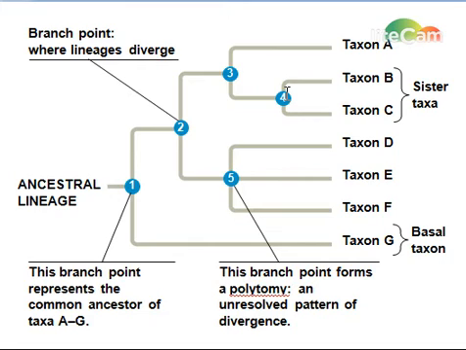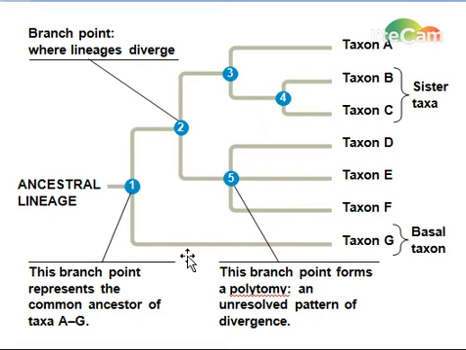A rooted tree includes a branch that represents the last common ancestor of everybody in the tree. So in this case, if you have this ancestor identified, it's a rooted tree. A basal taxon diverges early in the history of the group and originates near the common ancestor of the group. So this is the common ancestor of the taxa A through G right here. This branch point is where we have our first divergence.